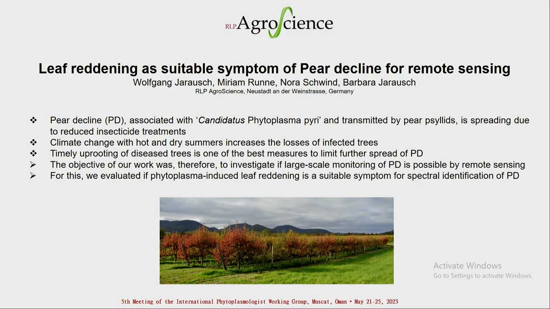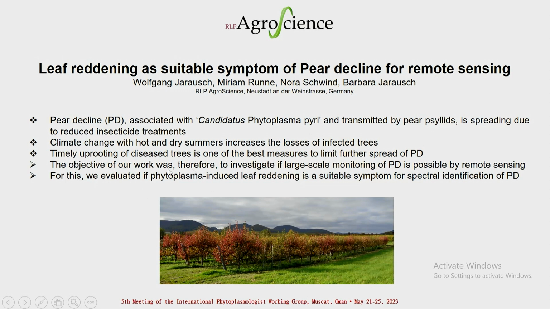Again, the problem I showed you in the last presentation I had on the psyllid vectors of Candidatus Phytoplasma pyri. We also have a big problem with climate change, in that in dry summers the infected trees die. And I already showed you this image where we know there were infected trees, and next year they are missing.